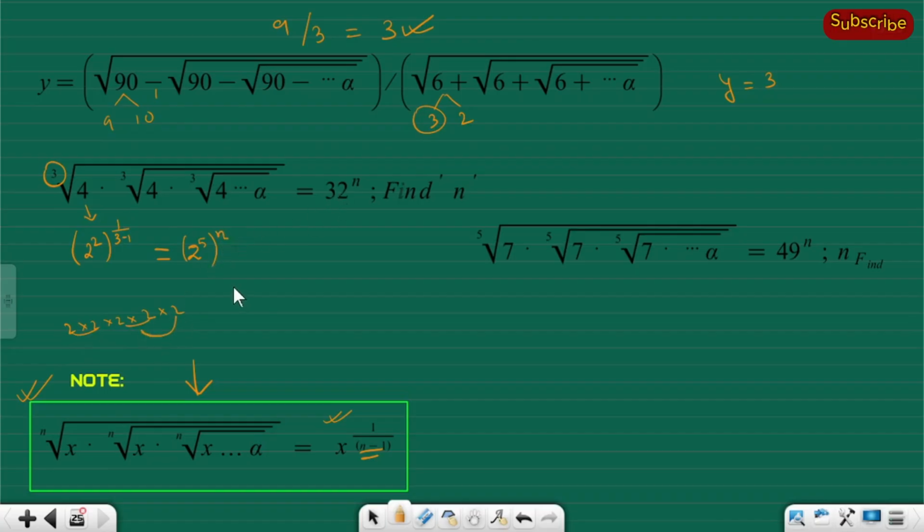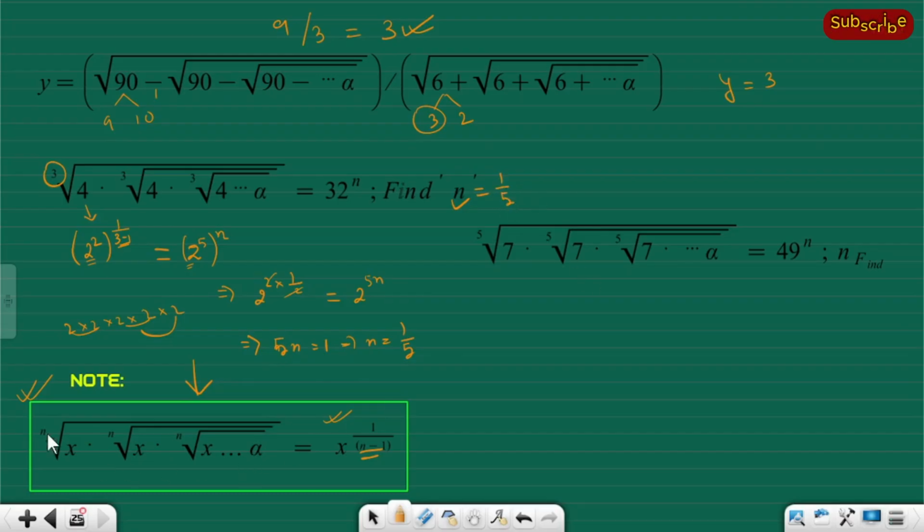And here the base is the same, right? Base is 2. Here also 2. This implies 2 raised to the power square into 3 minus 1 means 2. So it is 1. 2 equal to 2 raised to the power 5n. This implies 5n equal to 1. This implies n equal to 1 by 5. Here n is equal to 1 by 5.